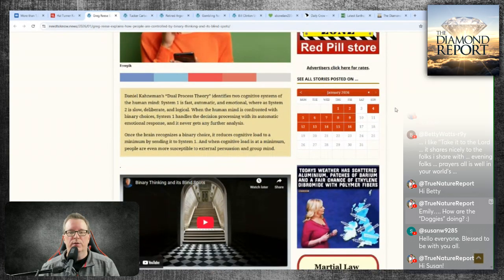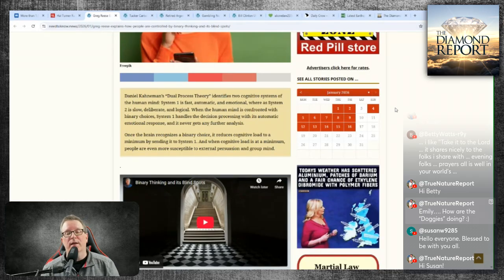Daniel Kahneman's dual process theory identifies two cognitive systems of the human mind. System 1 is fast, automatic, and emotional, whereas System 2 is slow, deliberate, and logical. Which one are you? Which one do you use most? When the human mind is confronted with binary choices, System 1 handles the decision processing with its automatic emotional response, and it never gets any further analysis. Yeah, that's the fight or flight, whatever it was that he referred to as far as stage 1, step 1, System 1.